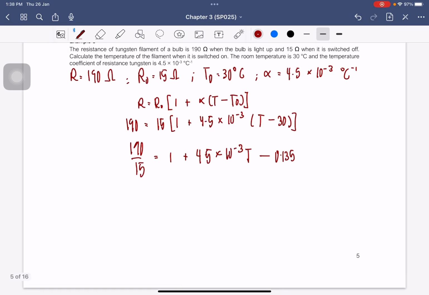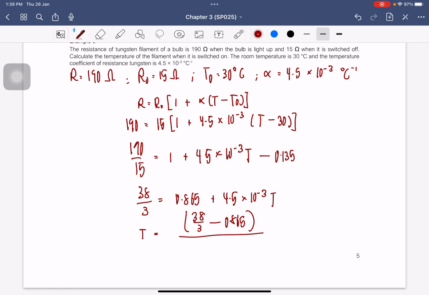So 190 over 15 is 38 over 3. So 1 minus 0.135 is 0.865. So yeah, just rearrange this one. Minus 0.865, divide by 4.5. So the temperature is 2622.6 degrees Celsius when it is turned on.